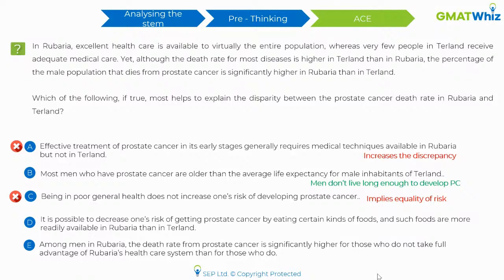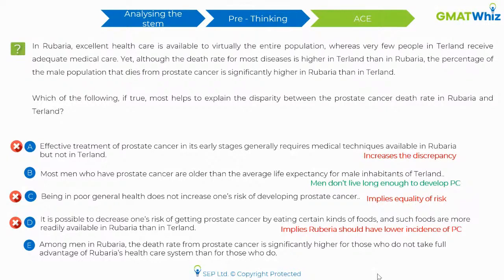D: It is possible to decrease one's risk of getting prostate cancer by eating certain kinds of foods. Such foods are more readily available in Ruberia. That means in Ruberia, the death rate should have been lower. It is not. So this is also not the answer. Ruberia should have had a lower incidence of prostate cancer, but that's the opposite.